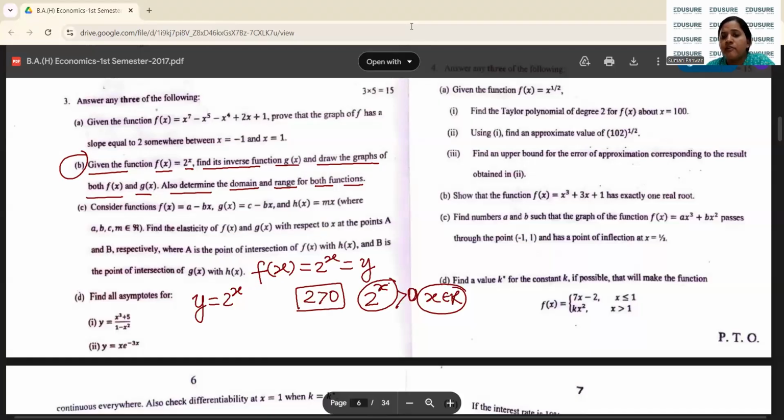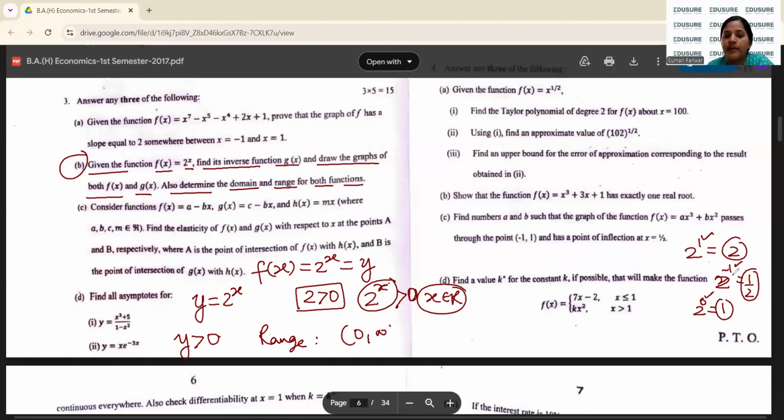Because, for example, if you have 2^1, it will be 2. If you have 2^-1, it will be half. If you have 2^0, it will be 1. So even if the power is positive, negative, or 0, the value will always be positive. So therefore, the y value will always be greater than 0. So therefore, the range of the given function y = 2^x is (0, infinity).